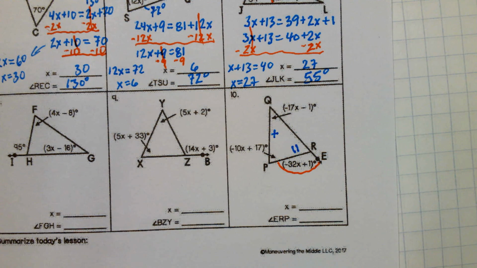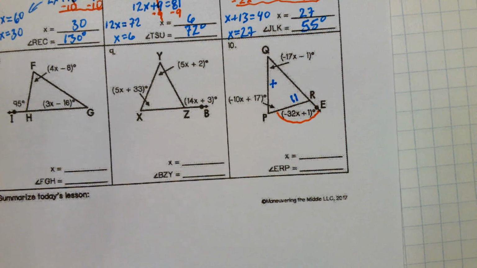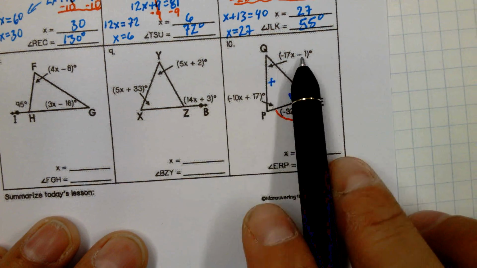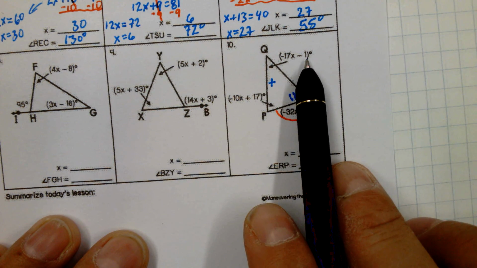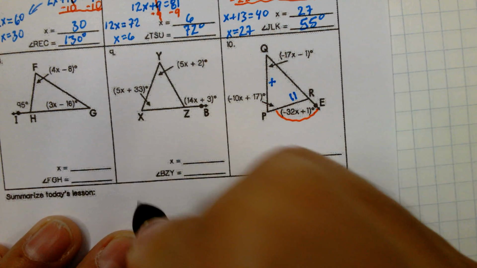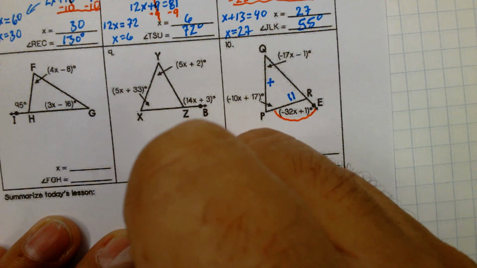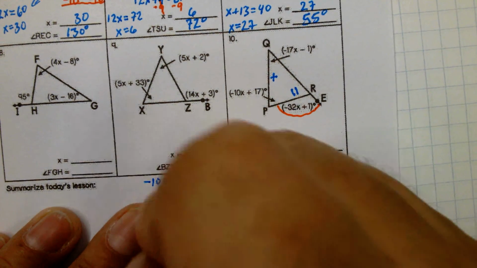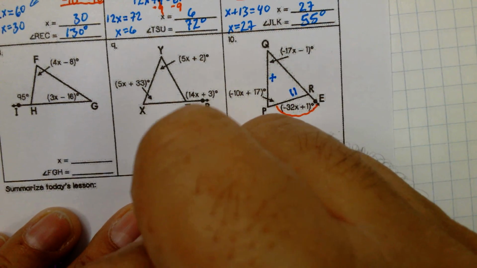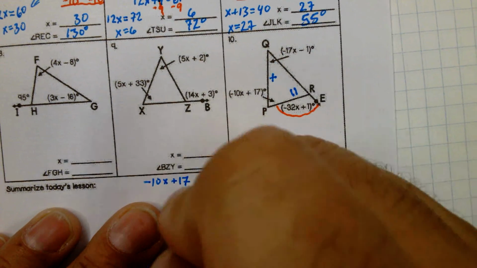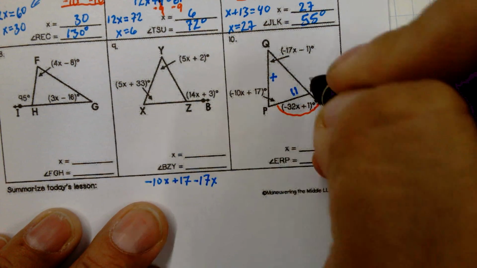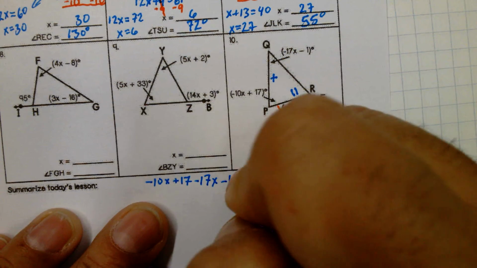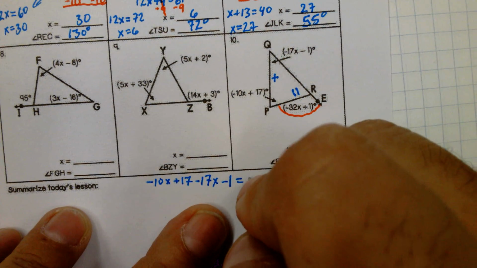Okay? So let's set this up. You ready? So I'm just going to add these two. Negative 10x plus 17 and then negative 7x minus 11. So I'm going to put those together. Negative 10x plus 17 and then negative 17x minus 1 equals negative 32x plus 1. Ooh.